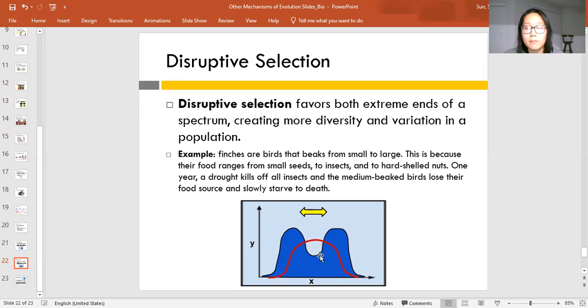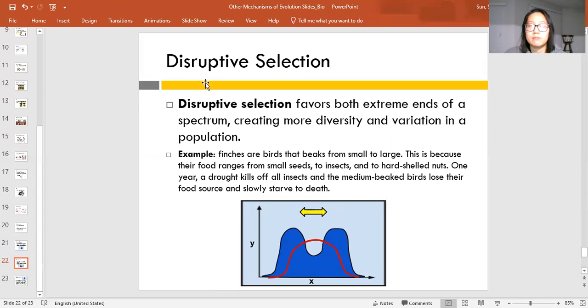And so this middle population is now gone, right, the middle-sized beaks. So the birds that have the small beaks are thriving and reproducing. So they're increasing the population. And then the birds that have the big beaks that are able to crack the hard-shelled nuts are also thriving and surviving because their food source is here. But the medium beak-sized birds are dying out because they have no food, right? So it just so happens that the environment changed to favor both ends of the spectrum, but not the middle.